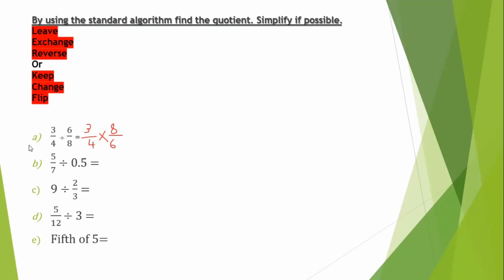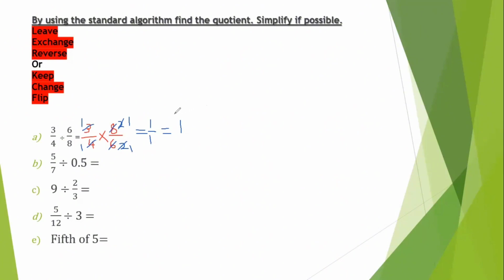Now we can simplify. Divided by 3 equals 1, divided by 3 equals 2. And again, we can simplify. Divided by 2 equal 1, divided by 2 equal 1. Now let's multiply. 1 times 1, 1. And in the denominator also 1 times 1 equal 1. So the answer is 1.